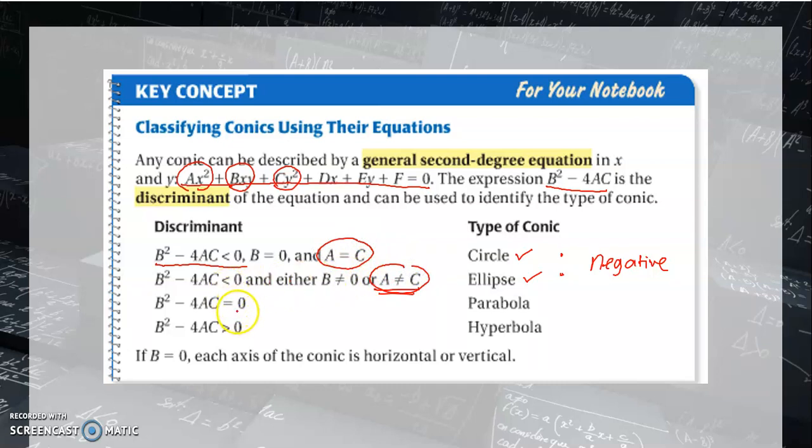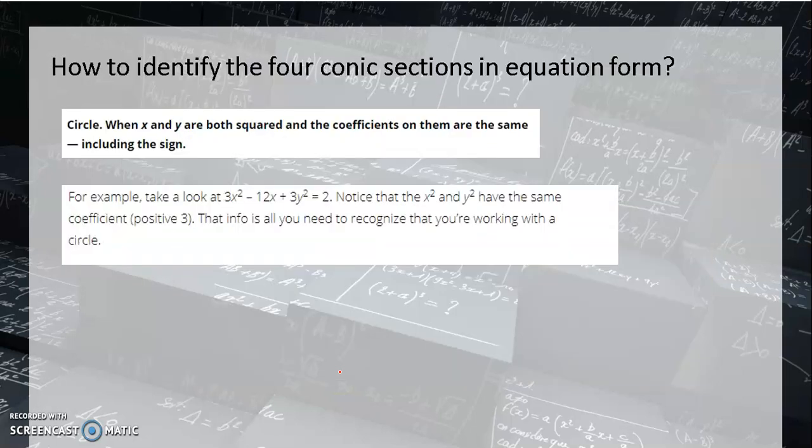For the parabola, your discriminant is equal to 0. So that's a parabola. And lastly, for the hyperbola, the discriminant is greater than 0. Greater than 0, that is positive. So take note, if b is equal to 0, each axis of the conic is horizontal or vertical. So how do we identify the four conic sections in equation form even without computing the discriminant?